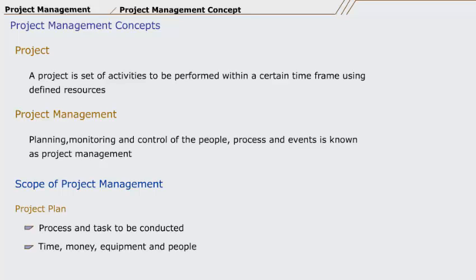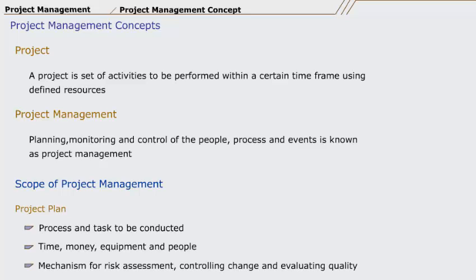The project plan defines the process and tasks to be conducted, the people who will do the work, and the mechanisms for assessing risks, controlling change, and evaluating quality. A project plan is produced as management activities commence. Let's discuss 4 Ps of project management in detail: people, product, process, and project. We start our discussion with the people.